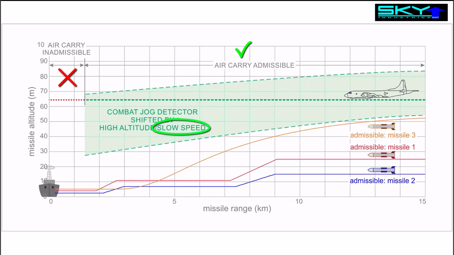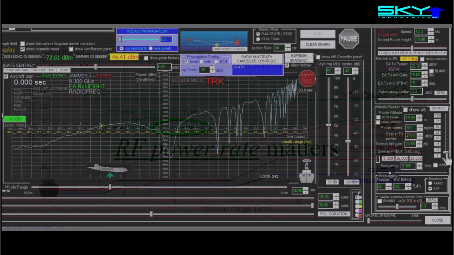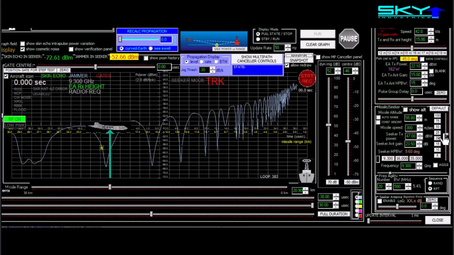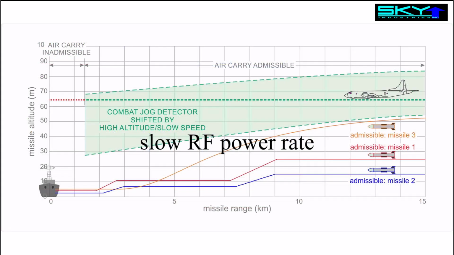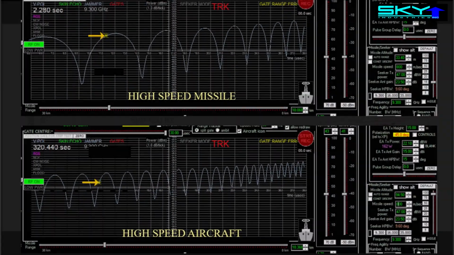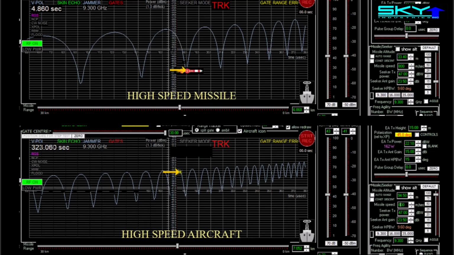What matters to the jog detector is the time rate at which multipath peaks and nulls are pushed through the jog detector's receiver. Peaks and nulls are spaced closer together by high altitude, so the only way to slow them down through the jog detector is to slow down the aircraft. Here's what it looks like. The missile flight is on the top, and a high-speed, high-altitude aircraft is below.